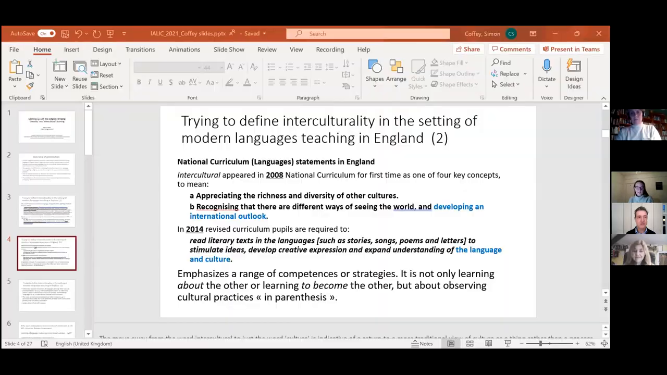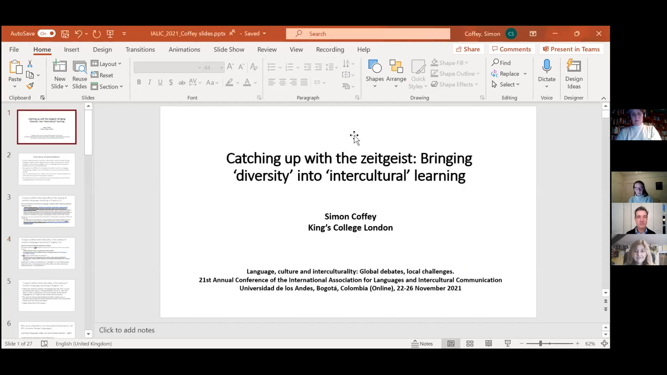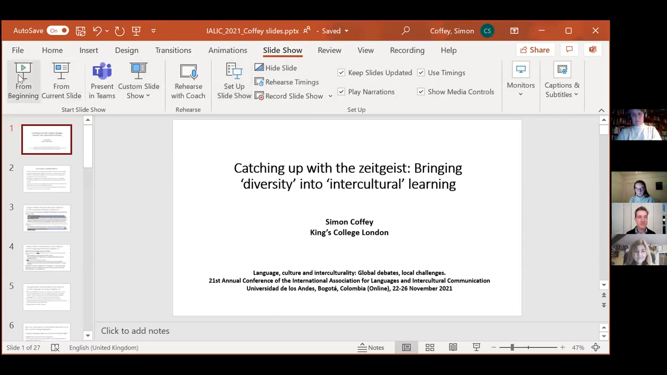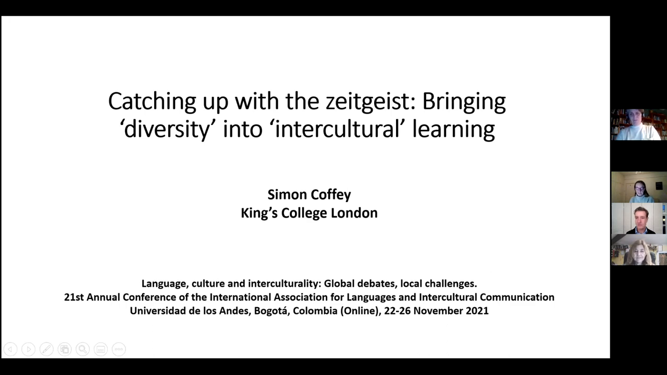And let's move on to the next speaker, Simon Coffey, from the University of London King's College. He's going to be talking about, first of all, I'd like to introduce him because he's a very old colleague of mine, and his research interests. He's a very prolific writer. He's written widely on intercultural communication, and in particular, he's interested in emotion in language learning and the history of language teaching. He's also written about autobiographical approaches to language learning, and also another area of expertise is teacher education. So finally, the title for his talk, you can see it now on the screen, Catching Up with the Zeitgeist, Bringing Diversity into Intercultural Learning. And I'm very much looking forward to listening to this very interesting talk. Over to you, Simon.